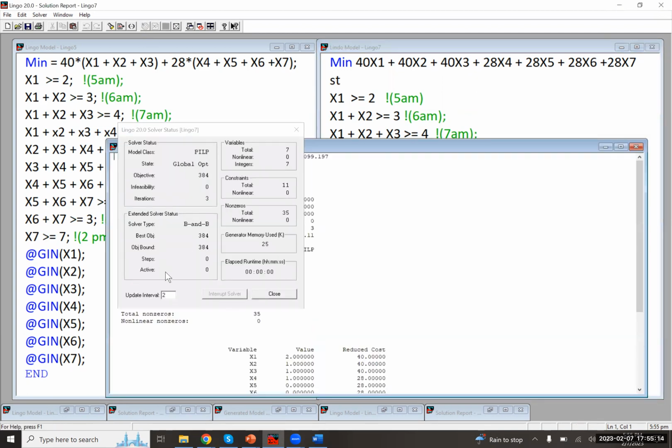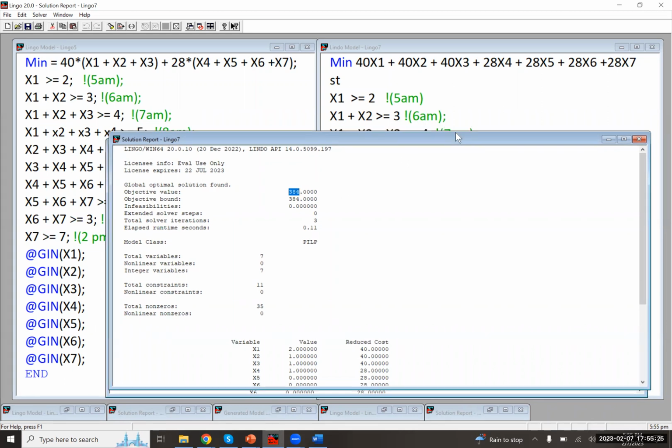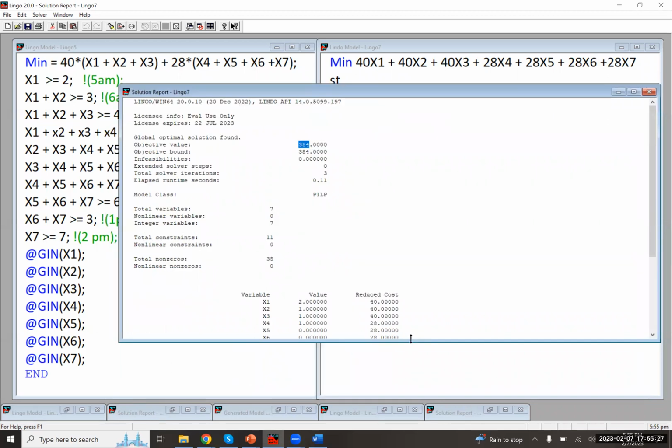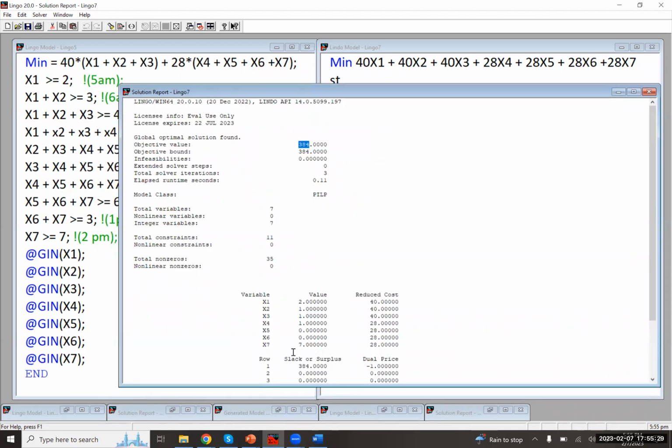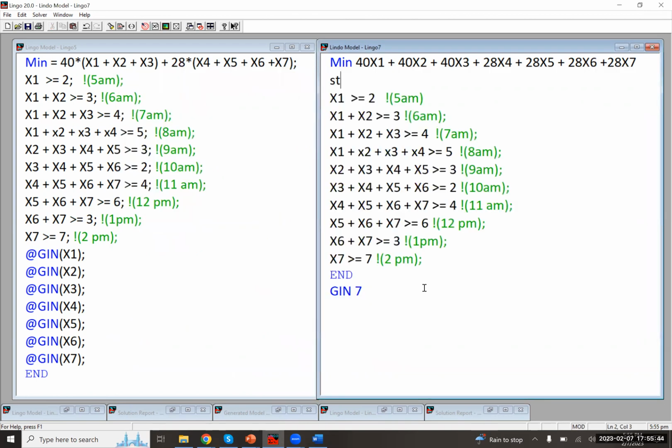See? Okay, so we got exactly the same objective function value, 384. This is how much Auntie's Kitchen will pay. And then that's the recommended staffing plan. Okay, I think we got exactly the same optimal solution from LINDO and LINGO. Okay.